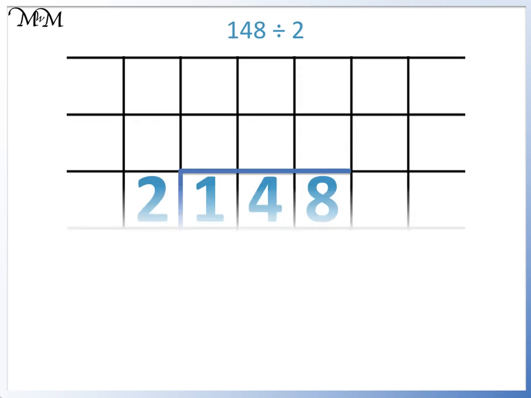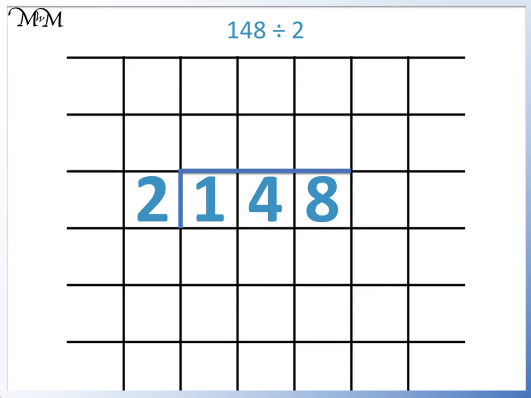Here's another example. 148 divided by 2. We start with 1 divided by 2. Because 2 is bigger than 1, it doesn't divide into 1 exactly. So we move this 1 next to the 4. This makes it 14. 14 divided by 2 equals 7. Now we move along to the 8. 8 divided by 2 equals 4. So 148 divided by 2 equals 74.